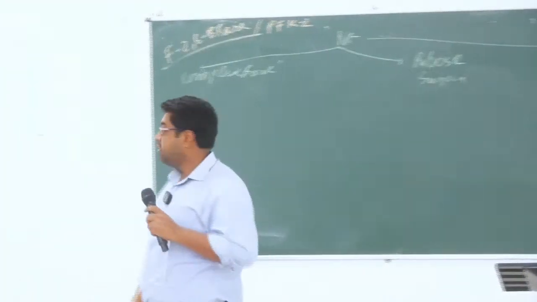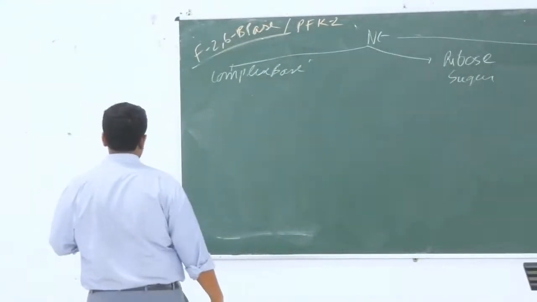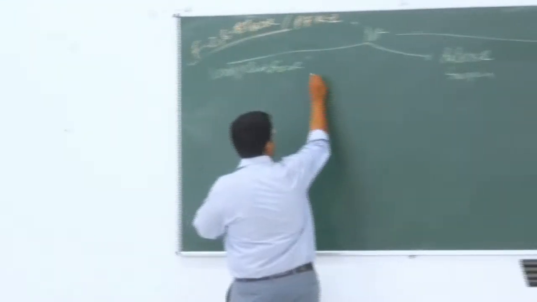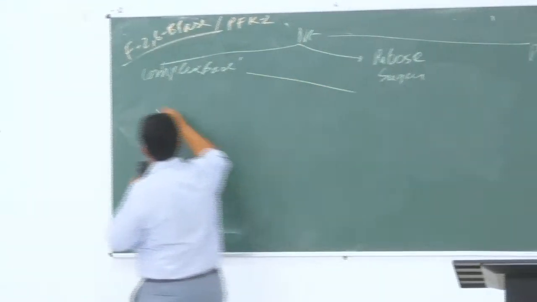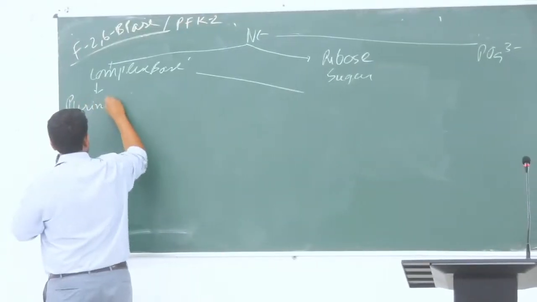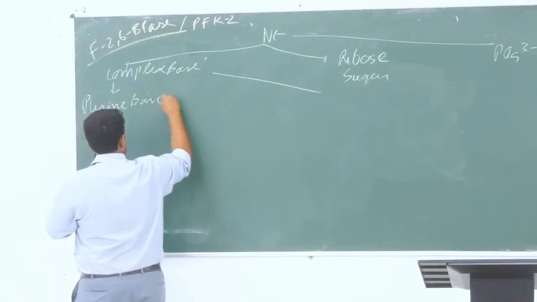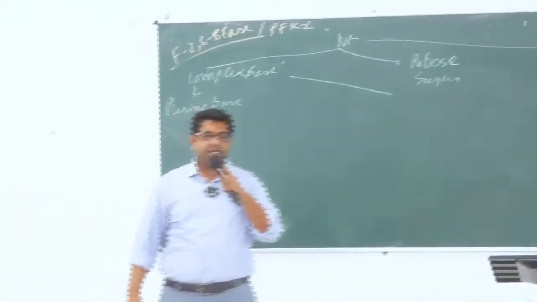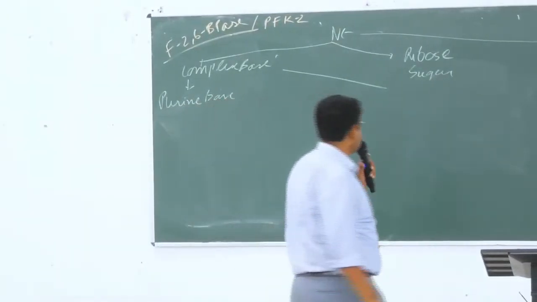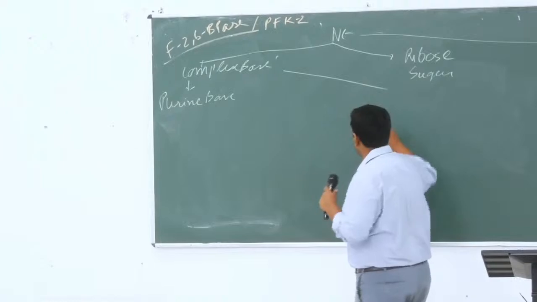Now in this complex base, there are two major players. First is the purine base, and the second is the pyrimidine base.